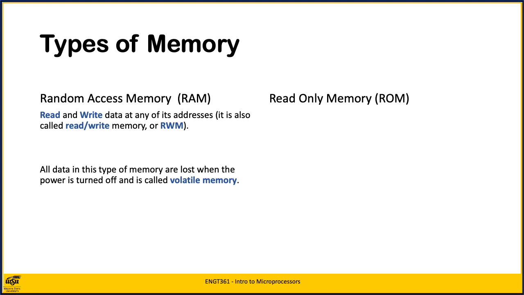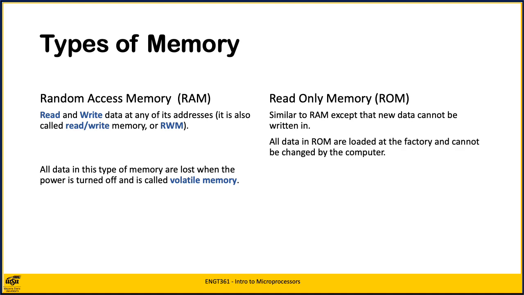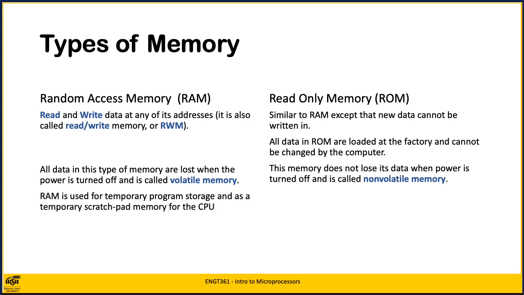The second type of memory is read-only memory, or ROM, which is similar to RAM except that new data cannot be written in. All data in ROM are loaded at the factory and cannot be changed by the computer. This memory does not lose its data when power is turned off and is called non-volatile memory. Most microprocessor systems have both RAM and ROM. RAM is used for temporary program storage and as a temporary scratchpad memory for the CPU. ROM is used to store programs and data that need to be always available.